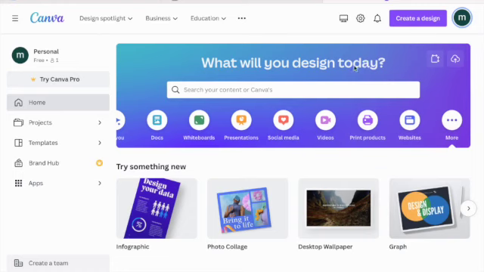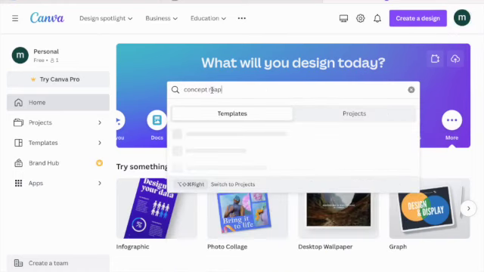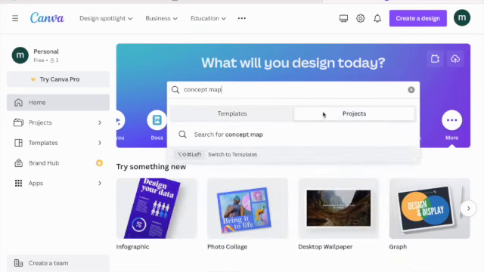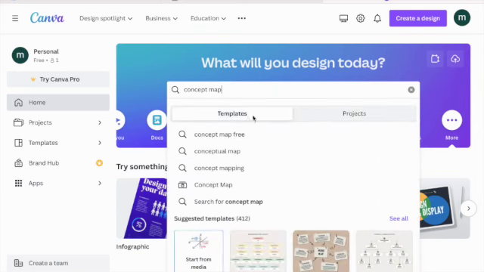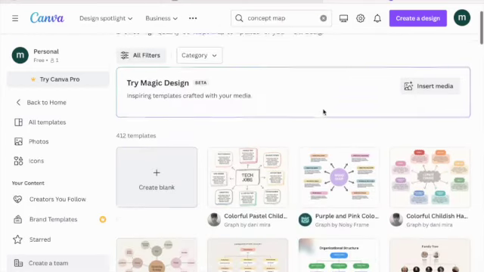It says, what will you design today? You're going to type in a concept map. And then it might have it as projects, but make sure the templates is highlighted because you want them to give you templates. Okay, so you're going to hit enter, and it's going to bring you here.